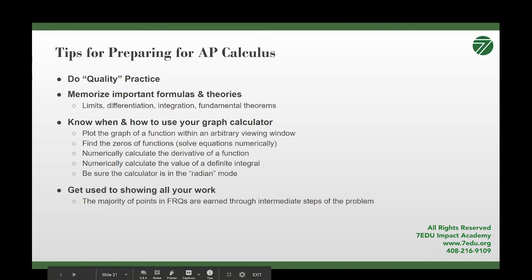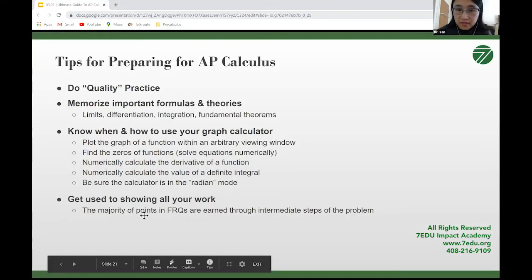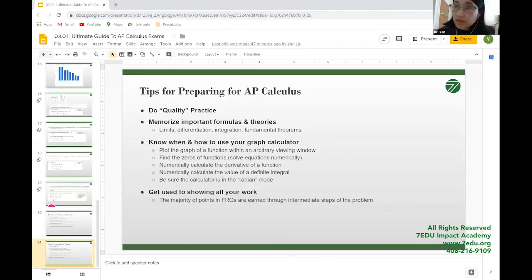One question we have here is, what scores do I need to get on the exam to receive college credit for my calculus?